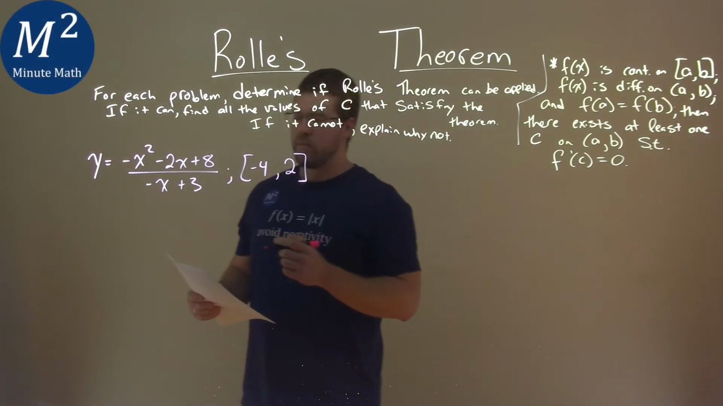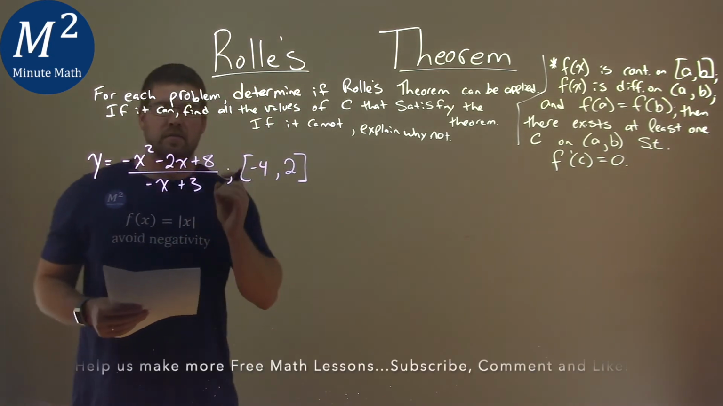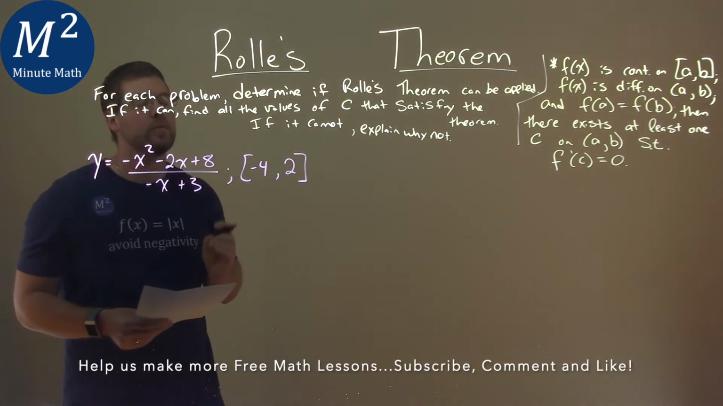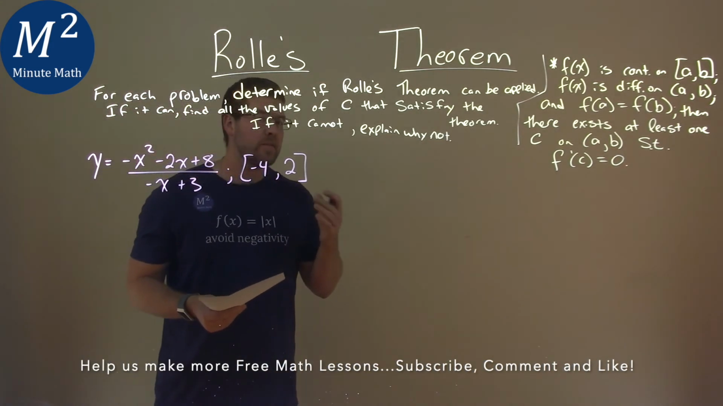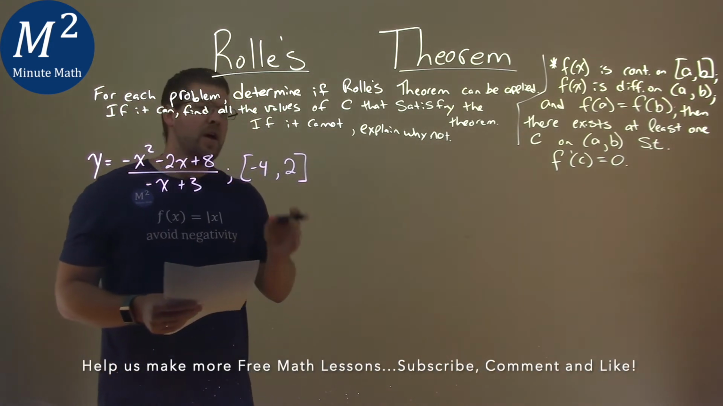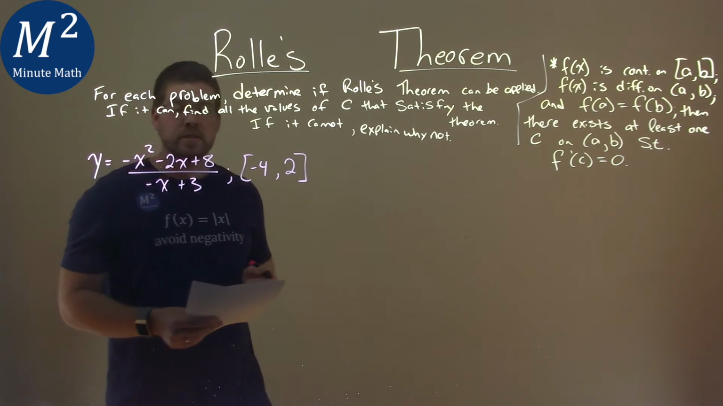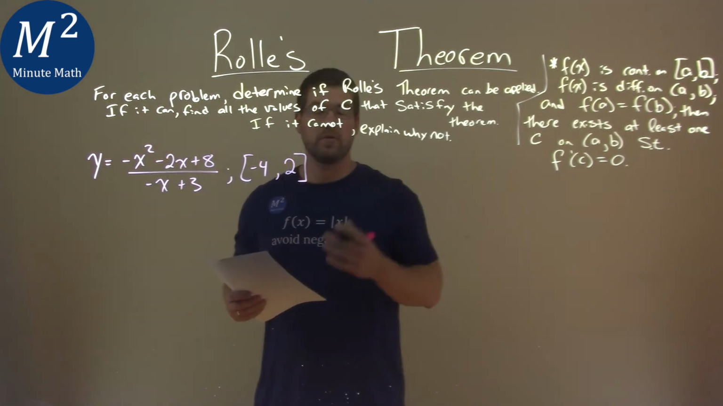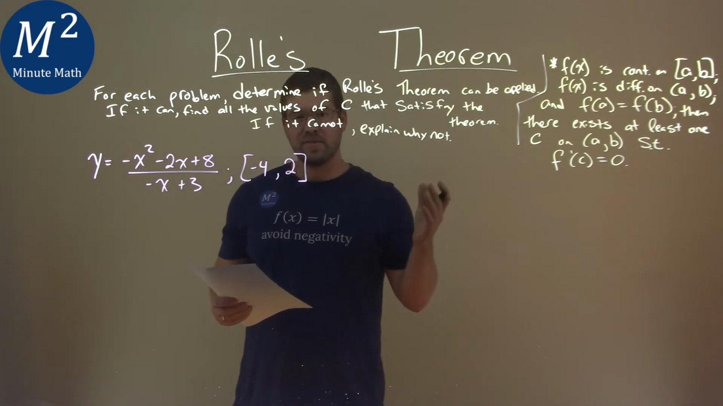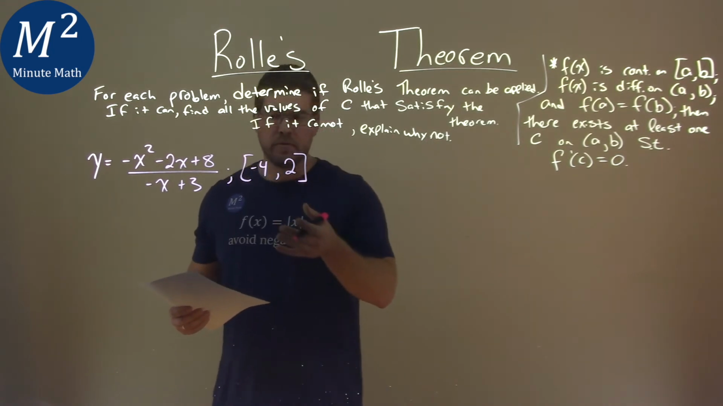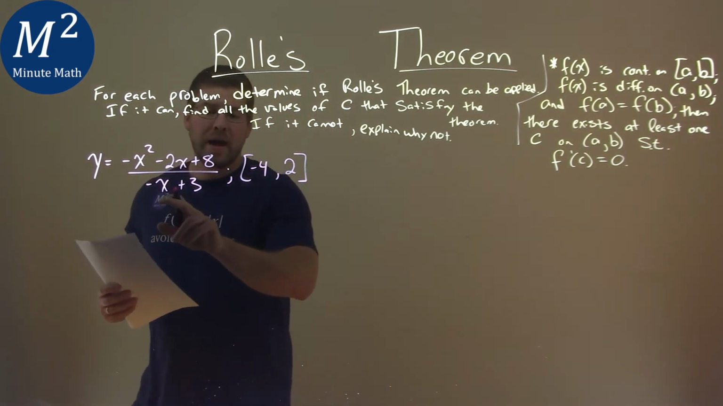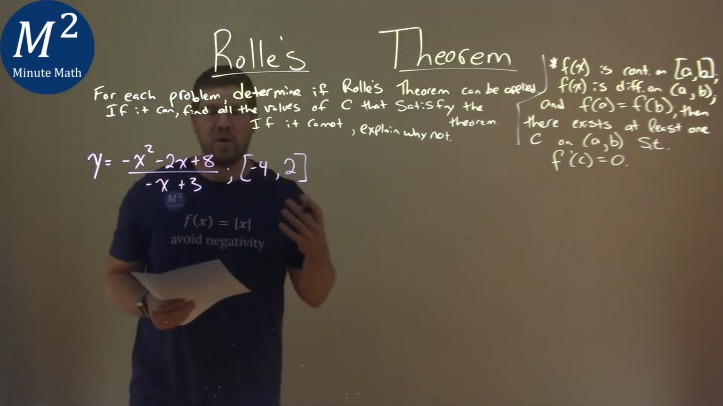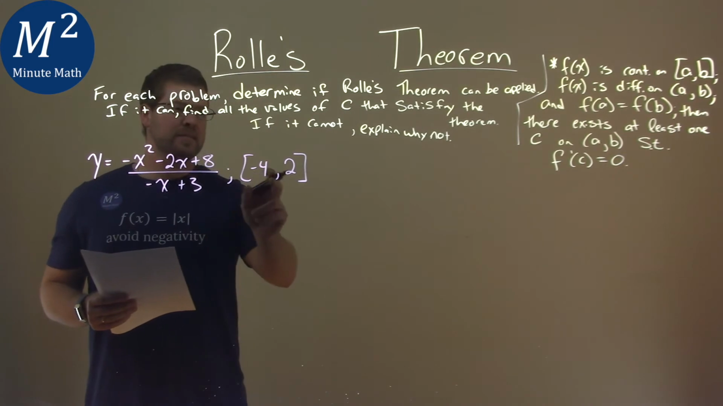We're given this problem right here. y equals negative x squared minus 2x plus 8 divided by negative x plus 3. And we want to find the values of c that satisfy Rolle's theorem on our interval from negative 4 to 2. Now, first we're going to see, does this actually work with Rolle's theorem? Is our function continuous? The answer is, well, yes, on our interval. If we put a 3 in for x here, we're dividing by 0, and that's the only place that it wouldn't work, being a rational function, but it's outside our interval.